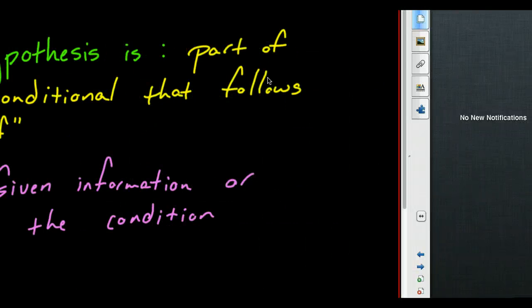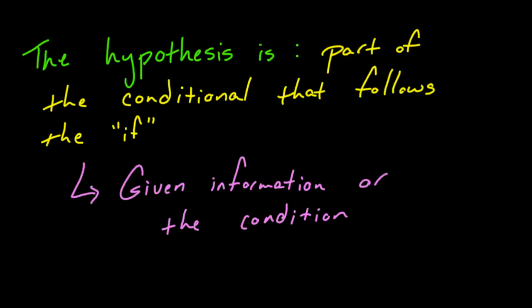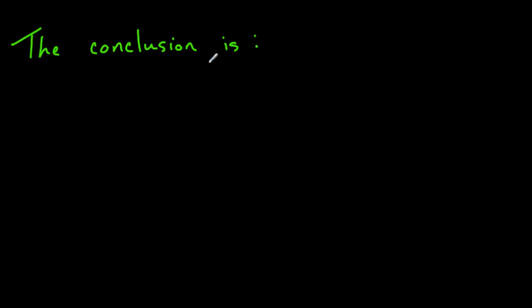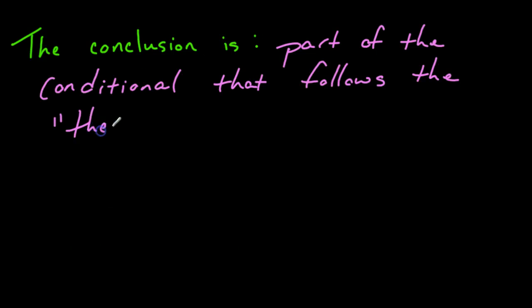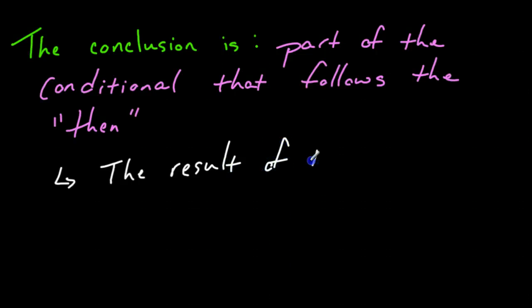Now we've got a second part to it, and that's called our conclusion. And the conclusion is going to be the part of the conditional, the second part. It's the part that follows the then. And the conclusion, really, it's basically what it sounds like. It's the result of the given information.